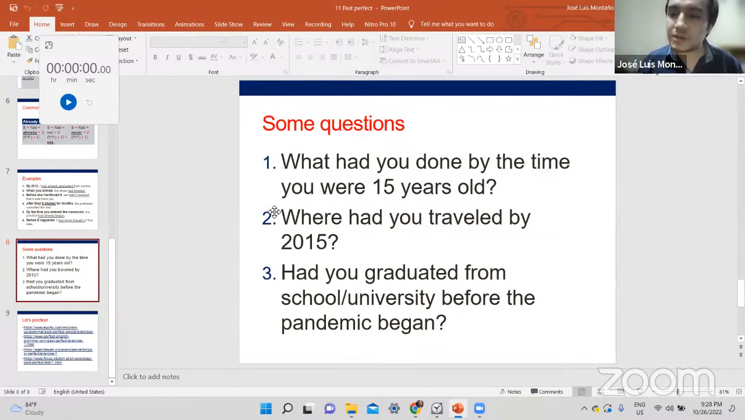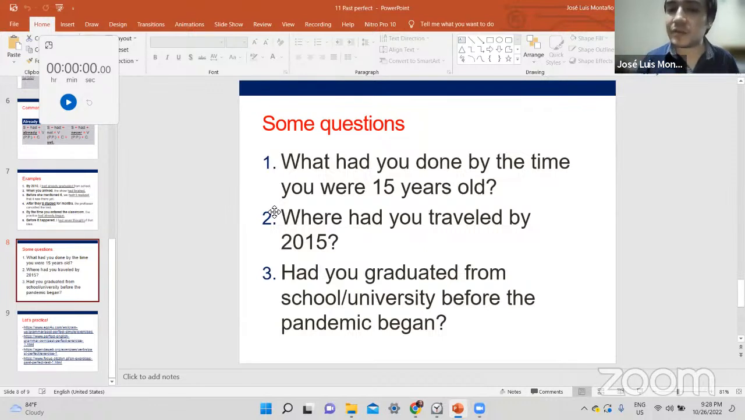And one more time, as you can see, you always need another time reference, and that's not something that happens with the present perfect. It's impossible to ask these questions with the present perfect because it is going to be incorrect. If you say, what have you done by the time you were 15 years old? It's incorrect. If you say, where have you traveled by 2015? It's incorrect because it's a specific time reference in the past, and you don't use a specific time reference in the past with the present perfect, right? Only with the past perfect and only with the simple past.